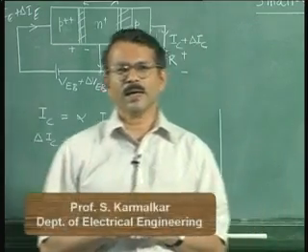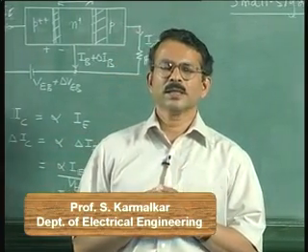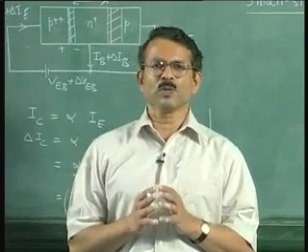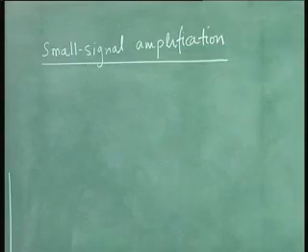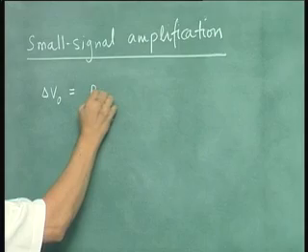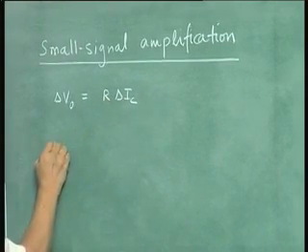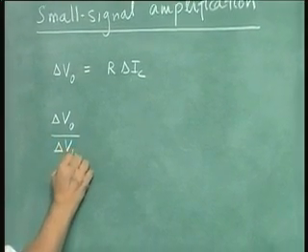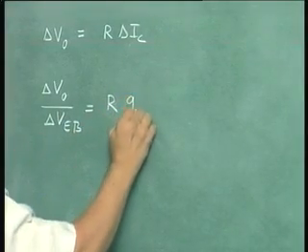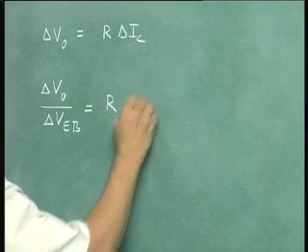Now, we shall call the increment in the voltage across the resistance as delta V naught. That is, we shall assume that the voltage across the resistance is the output voltage. The VEB, emitter base voltage, is the input voltage, and voltage across the resistor is the output voltage. So we will denote this as delta V naught, and we write delta V naught is equal to R into delta IC. Now, expressing delta IC in terms of delta VEB, we can write the relation delta V naught by delta VEB as R into delta IC, which is nothing but GM delta VEB. So, R into GM. So, delta V naught by delta VEB is simply R times GM, where GM is IC by VT.